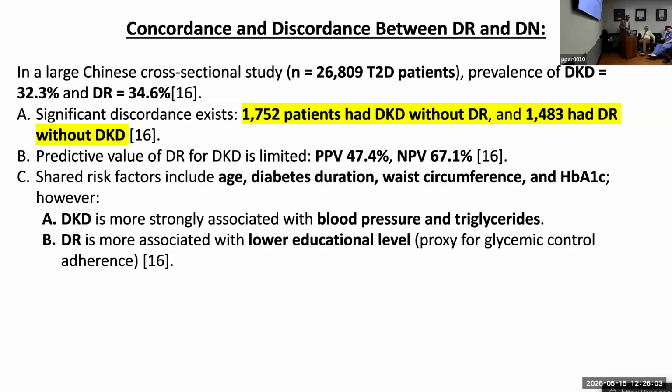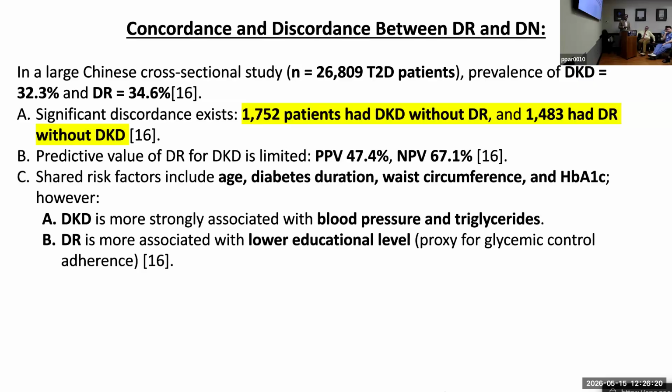How did they know that the patients had diabetic kidney disease? Just absolutely. There's no proteinuria. That doesn't mean they don't have diabetic kidney disease. Yeah.